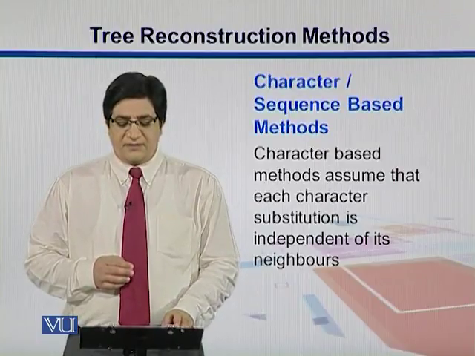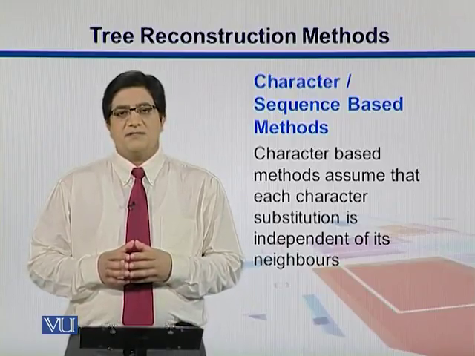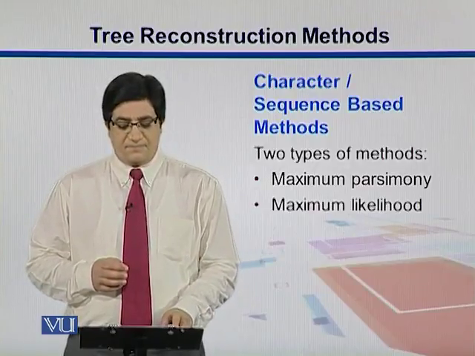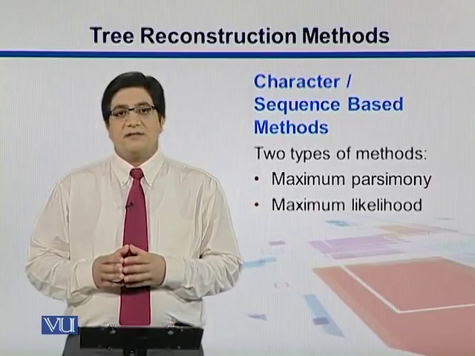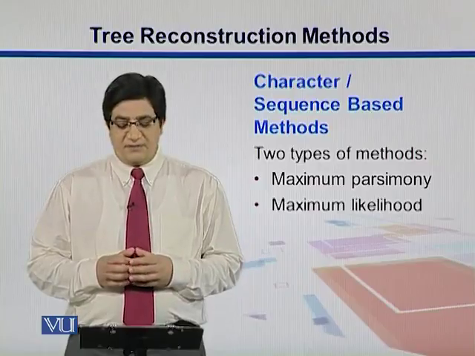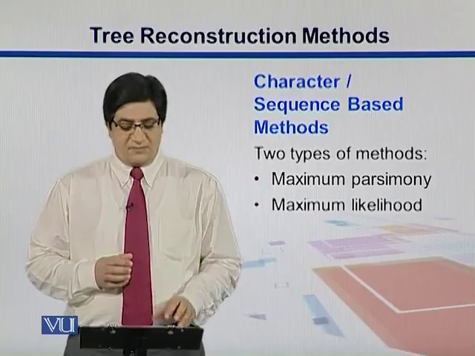So character based methods assume that each character substitution is independent of its neighbors, and in these character or sequence based methods, again there are two major types of the methods. One of them is maximum parsimony and the other one is maximum likelihood.